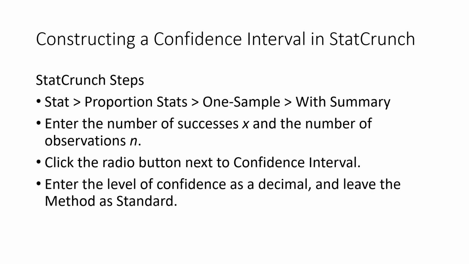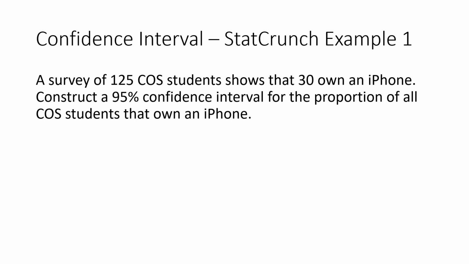Inside StatCrunch, enter the number of successes, X, and the number of observations, the sample size, N. Click the radio button next to confidence interval, and then enter the level of confidence as a decimal, leaving the method as standard. Let's go through two examples of this. First, a survey of 125 COS students shows that 30 own an iPhone. Construct a 95% confidence interval for the proportion of all COS students that own an iPhone.